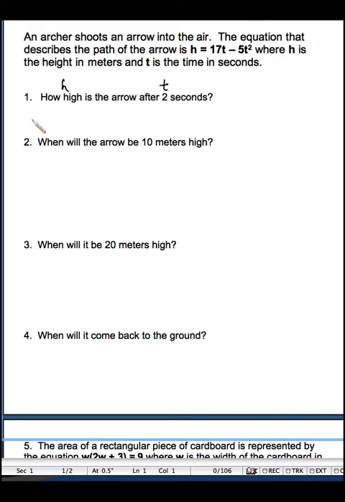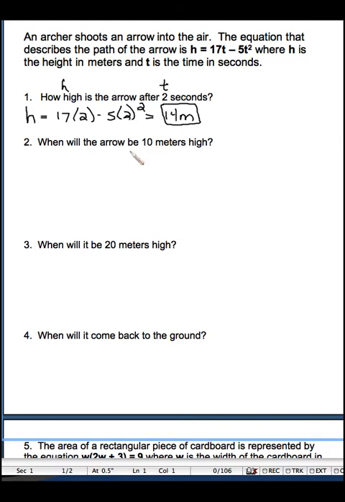So we're just going to use the formula that's given to us. h equals 17 times 2 minus 5 times 2 squared. Okay, 17 times 2 minus 5 times 4 is 34 minus 20, so h equals 14 meters. So finding the height when you know the time in this type of problem is easy. It's a little harder to find time because there are two things that have the time variable in them.